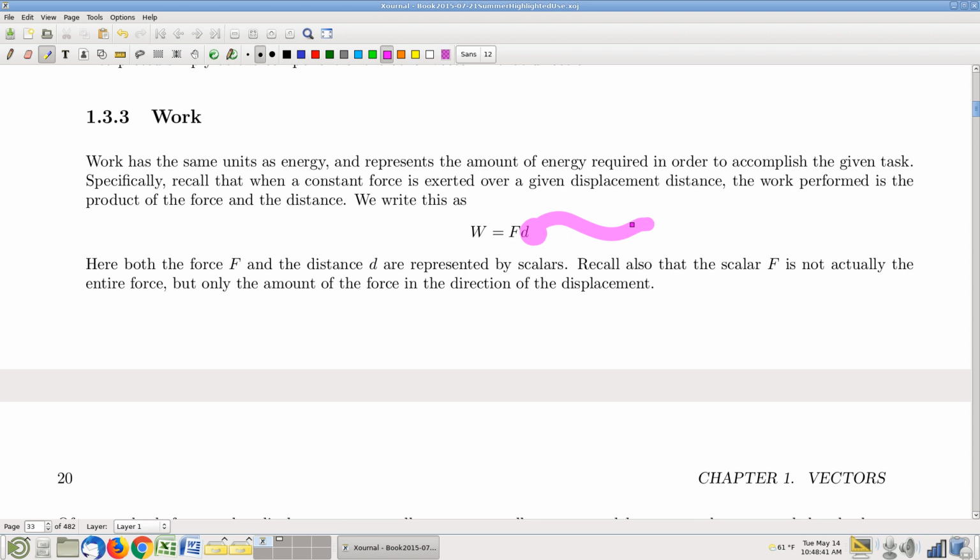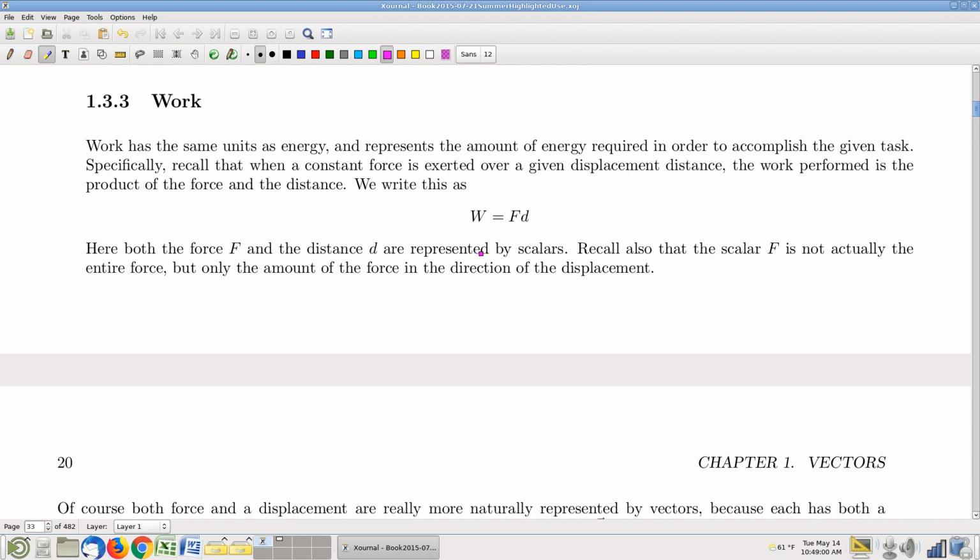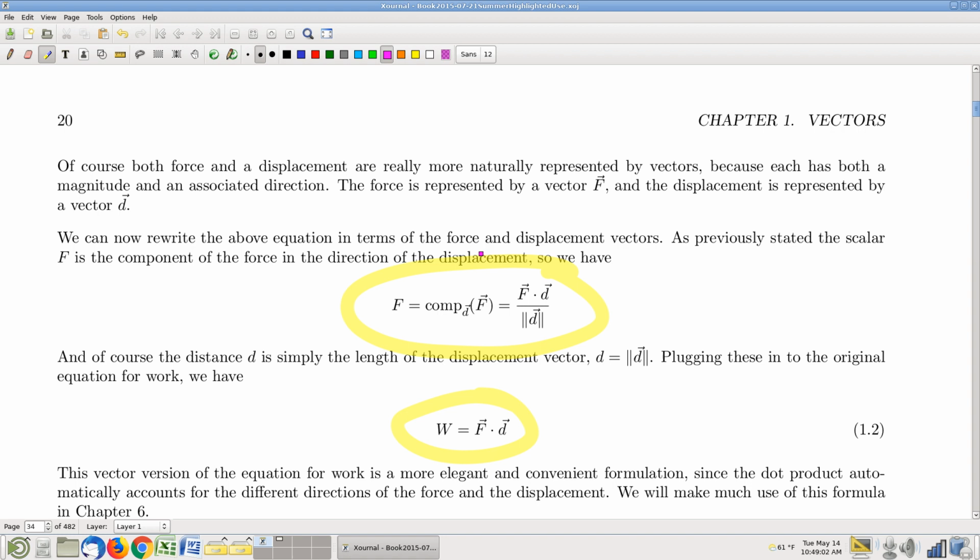Likewise, this is treating forces as scalars, but that's not what a force is. A force is a vector. A force has a direction. So this is a weird formula, really. If you get right down to it, force and displacement should both be vectors. And with that in mind, here's how you fix the formula.